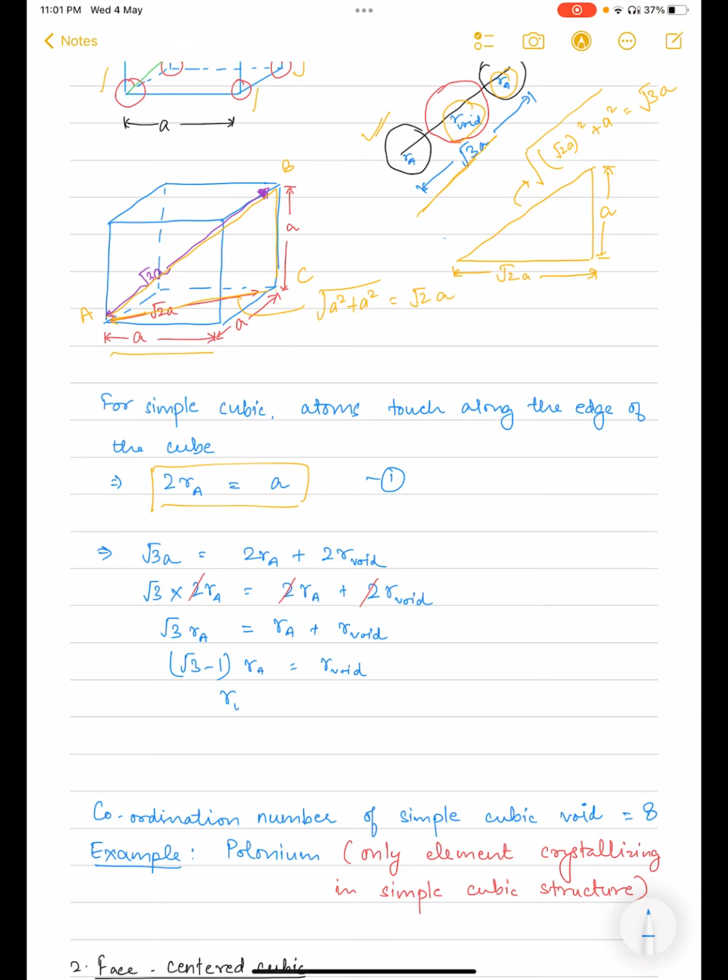Then the ratio of the radius of the void to the radius of the atom is root 3 minus 1. So this gives me R void by Ra equal to 0.732.